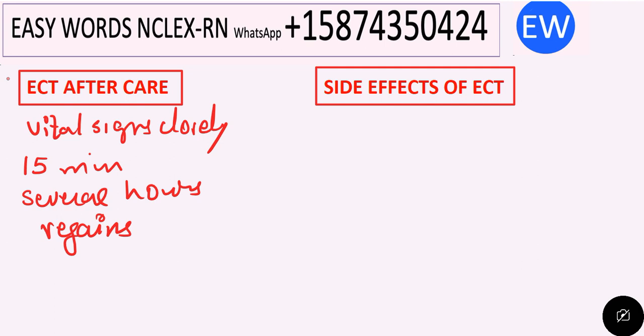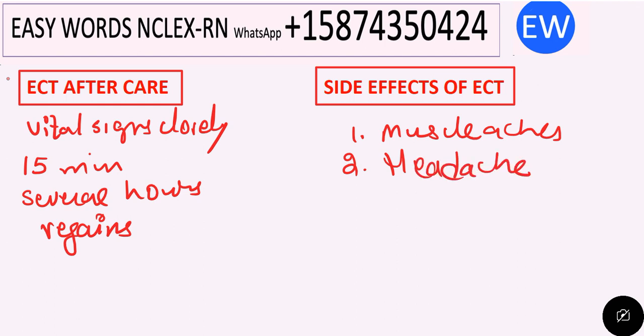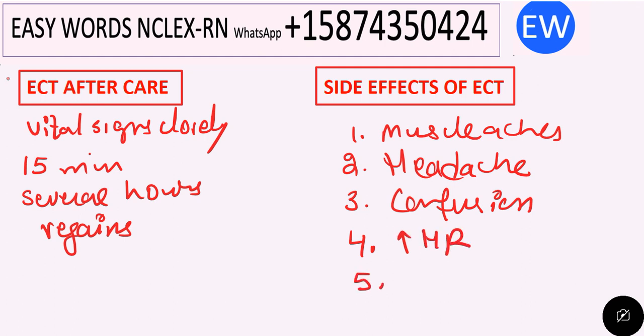And then side effects of ECT. Side effects can be muscle aches, headache, confusion, as we just discussed, and it can cause tachycardia and low blood pressure. So these are all the side effects of ECT. That's all about electroconvulsive therapy.